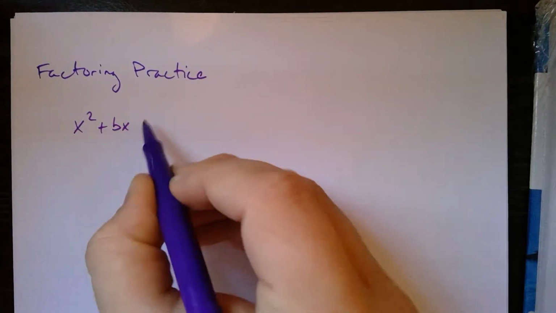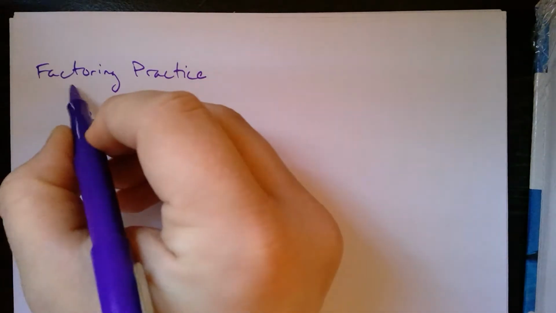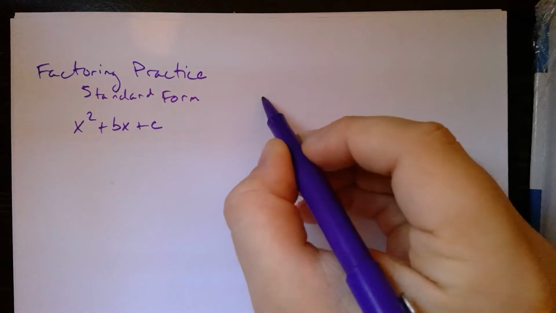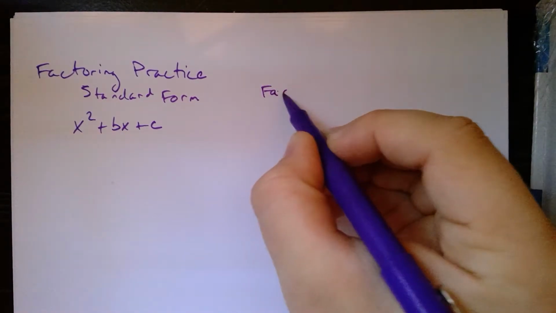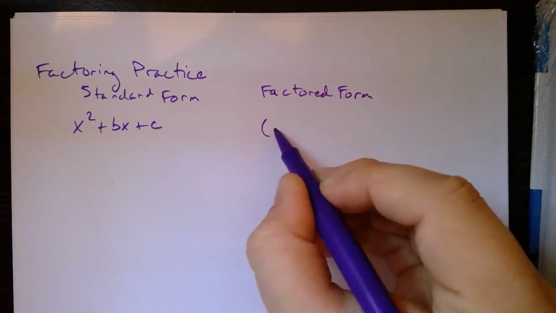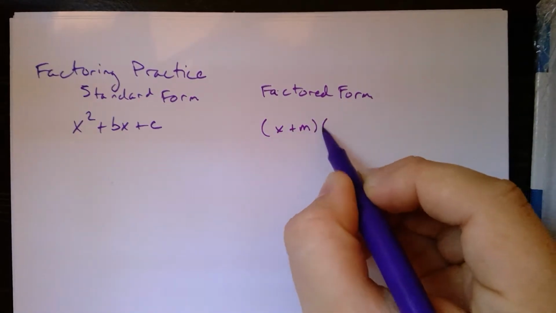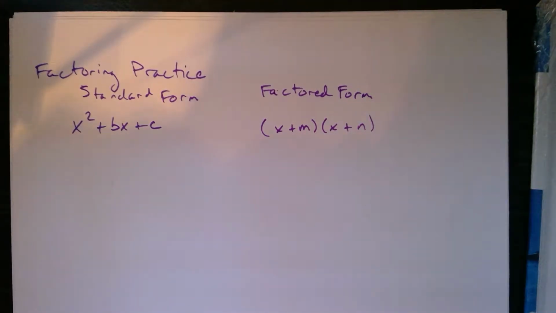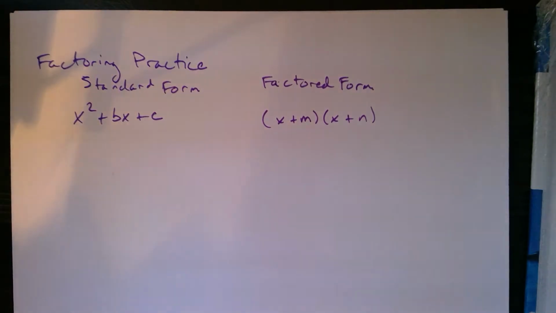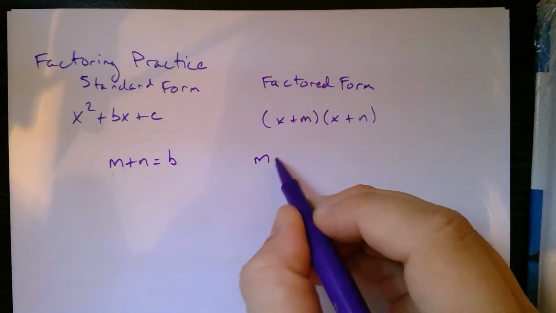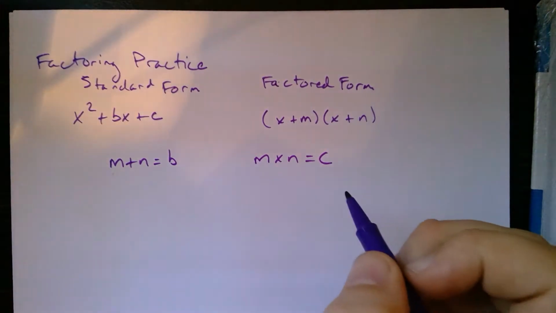All right, so first off, we'll take a look at our standard form. So x squared plus bx plus c. Okay, I'm going to put standard form up here. And then we had factored form. And we call that x plus m times x plus n. All right. Now, our pattern that we saw working with the algebra tiles last week was that m plus n equaled b, and m times n equals c.